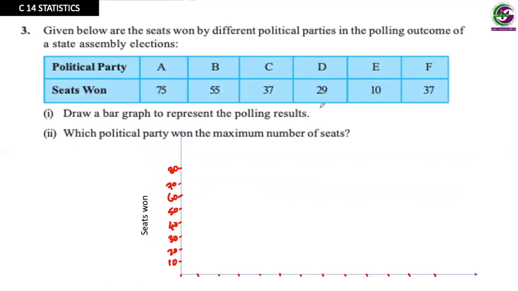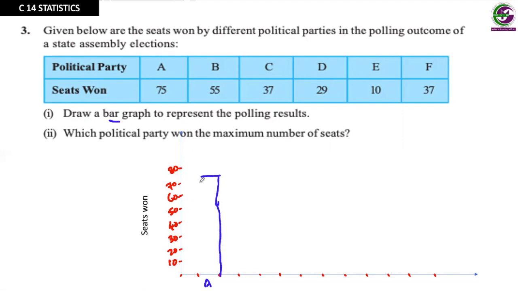Let's see the next question. Given below are the seats won by different political parties in the polling outcome of a state assembly election. Political party, let them be A, B, C, D, E, F. The number of seats won are also listed here. Draw a bar graph. This is also a bar graph because the number of seats won by each party is independent from the other. First party won 75. Remember to leave a space. So this is for party A, 75.